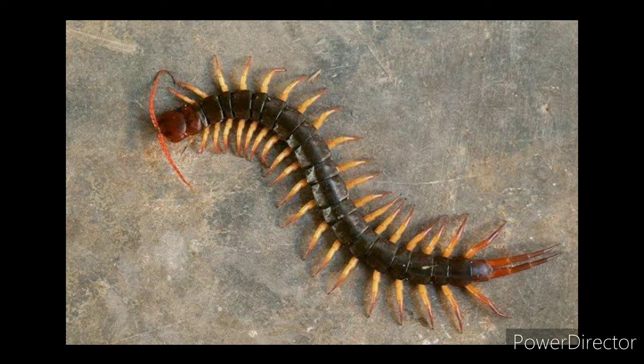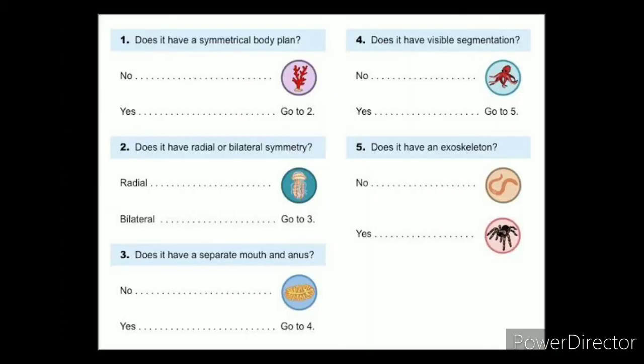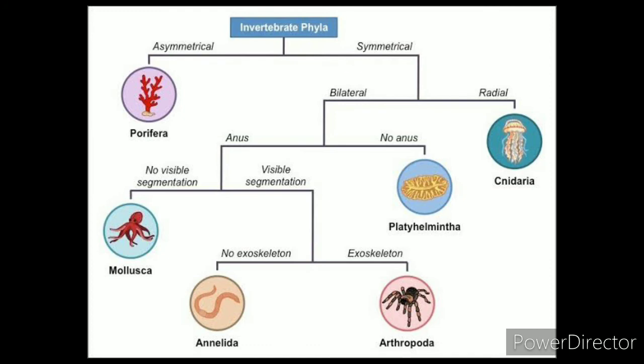Observe the characteristics. Now I'll give the dichotomous key for identifying these animals. Now ask yourself all these questions and identify the respective organisms. These three specimens you have to identify using this dichotomous key. Now I will give the corresponding flow diagram. Just see whether what you have identified is correct or not.